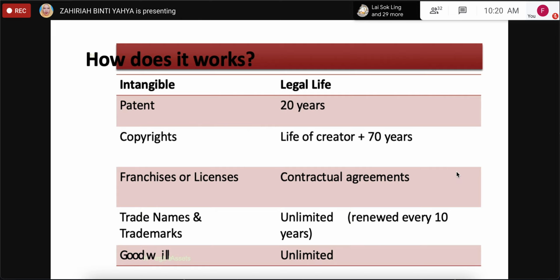Okay, kalau trade names and trademarks, macam contohnya tadilah Maybank ke, Coffee Bean ke, dia unlimited sampai bila-bila, dengan syarat setiap 10 tahun dia pergi renew. Dia bayar lesen dekat government body tu. And then goodwill unlimited. Goodwill ni susah sebenarnya sebab something yang tak nampak. So goodwill unlimited, and goodwill ni you tak payah pergi lesenkan kat mana-mana.